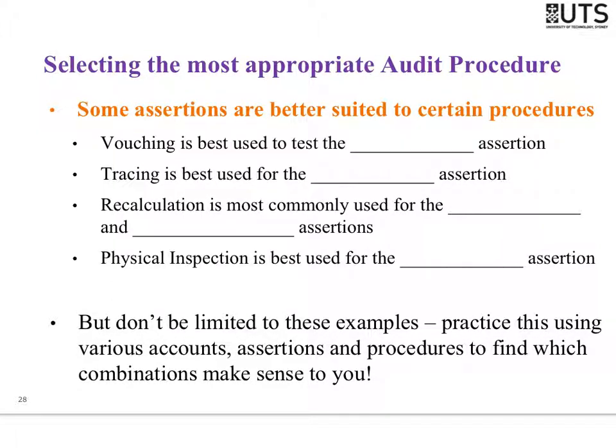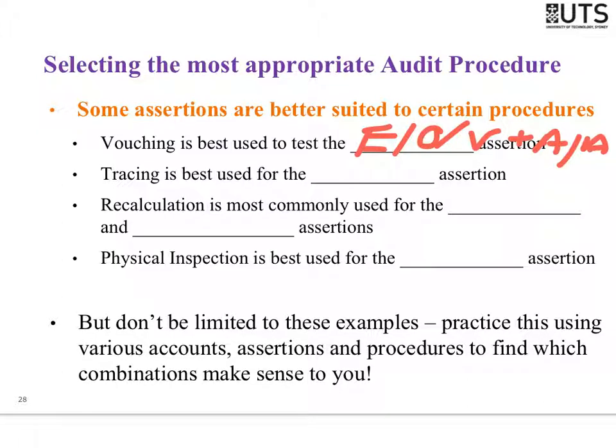Here we go. Vouching is best used to test which assertion? What do you think? Vouching. You're going backwards. So which one is it? Existence. What other one? Try again. Occurrence. Now, someone just said valuation. Who said that? Yes. That is true if you're looking at the dollar amount. So it all comes down to, what are you focusing on? Are you focusing on the document just being there, or are you focusing on the dollar amount in the document, right? So I'm going to put that in, or valuation and allocation, or accuracy, depending on if it's transaction or balance sheet, right?